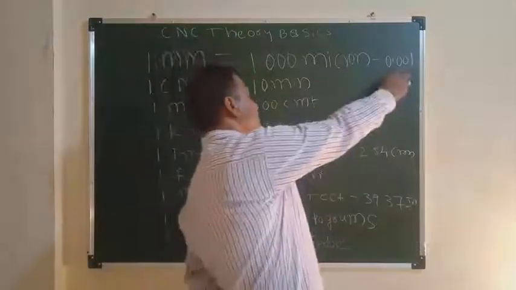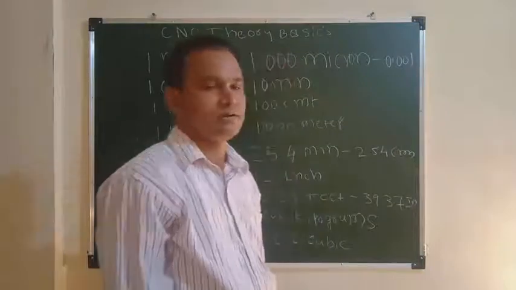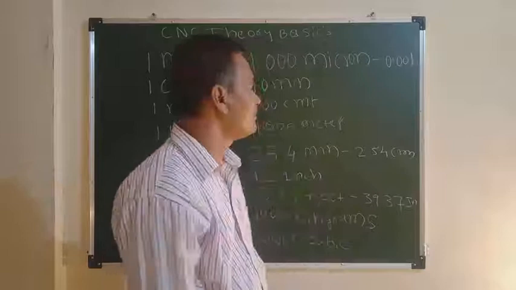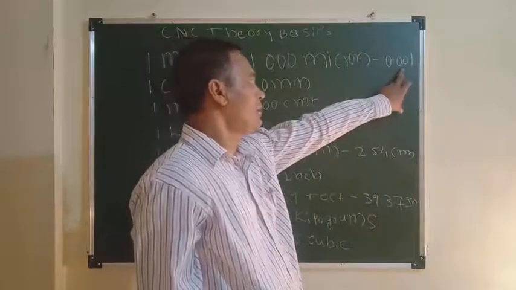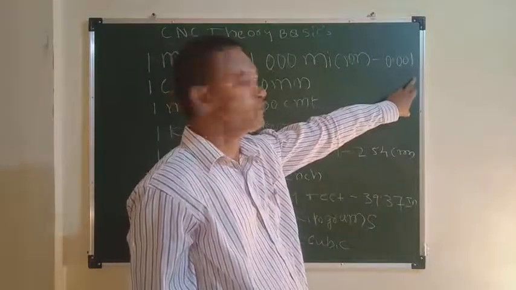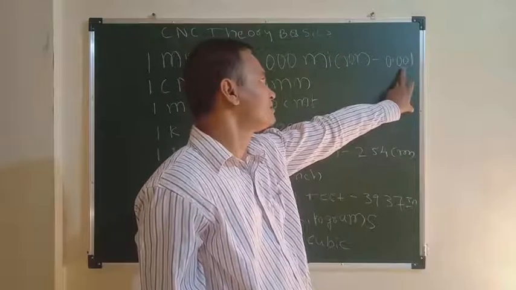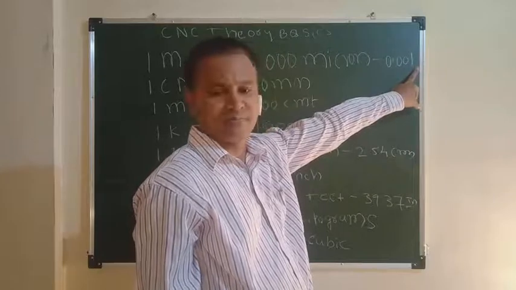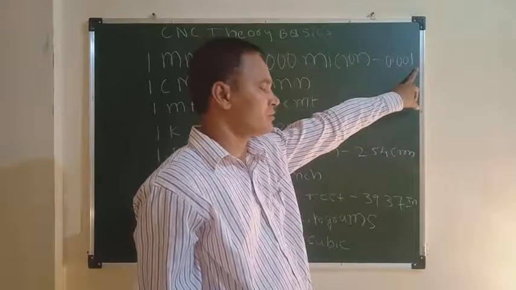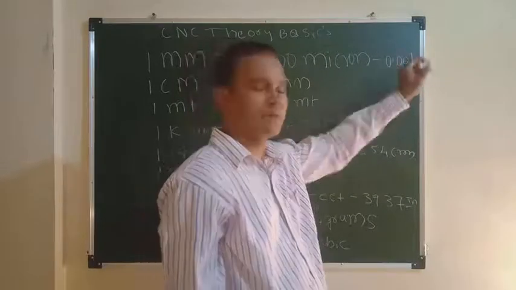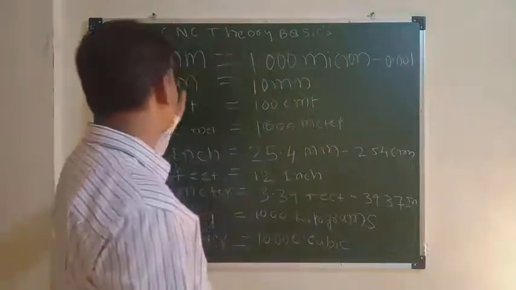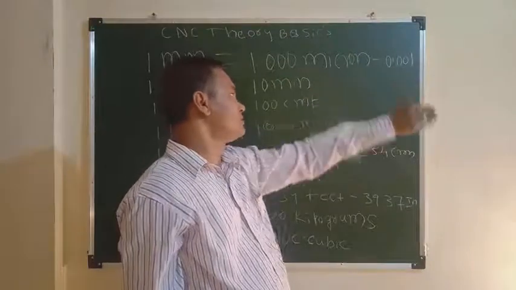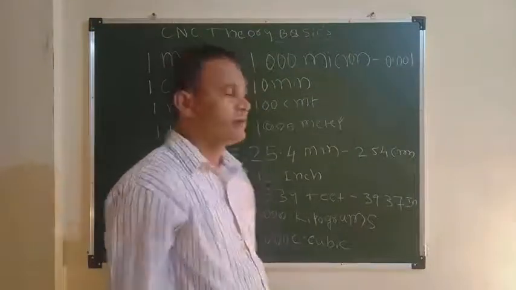The value is 0.001. This is the minimum measurement. The micrometer measuring unit is 0.01, and the lowest count is 0.1 microns. 1 mm is 1000 microns, and the value is 0.001.